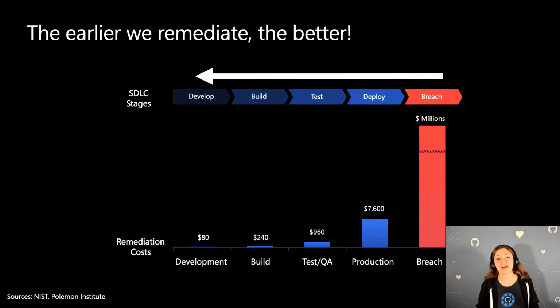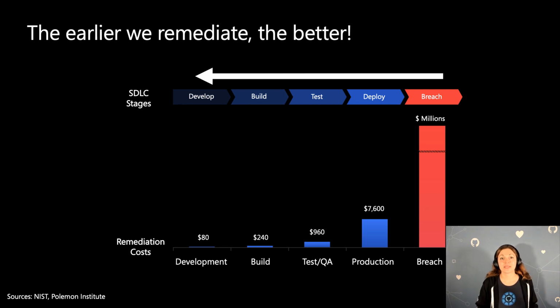The other important piece of data is that the faster we remediate vulnerabilities, the better for us. It could cost us very little money if we discover the vulnerability during development, but it can actually cost the organization millions of dollars if it makes it all the way to production and if we actually get breached. So we want to shift our security left as much as possible, earlier into the development lifecycle. But how do we do that?